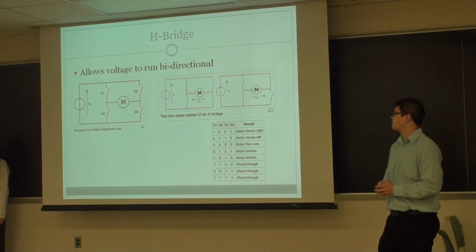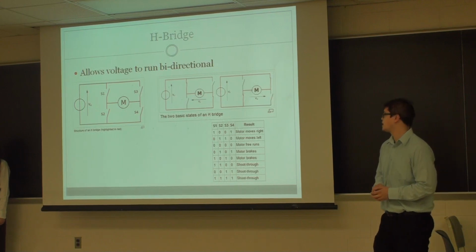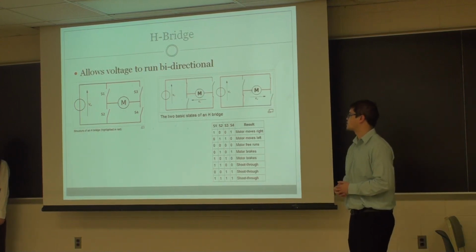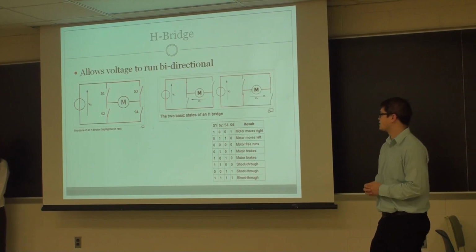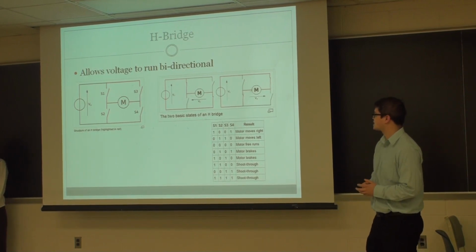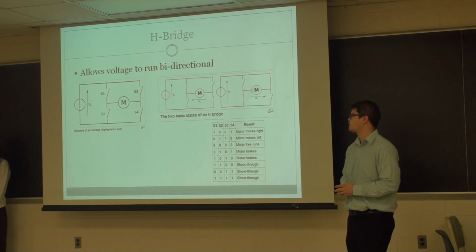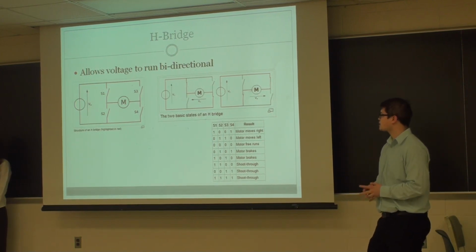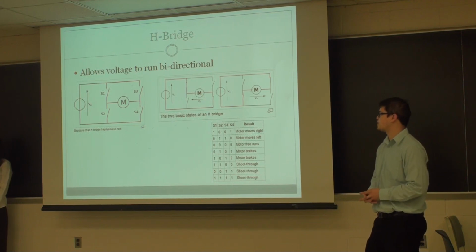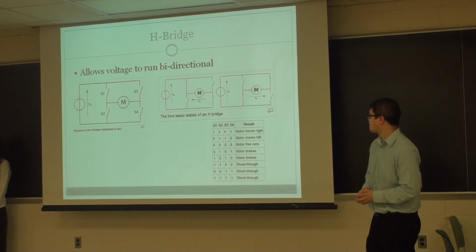So for example, if I wanted to move the joystick to the right, I would activate the switches S1 and S4, and open S2 and S3. So this will cause a positive voltage in the right direction. If I wanted to have voltage in the opposite direction, I would do the opposite. I would close S2 and S3 and open S1 and S4.